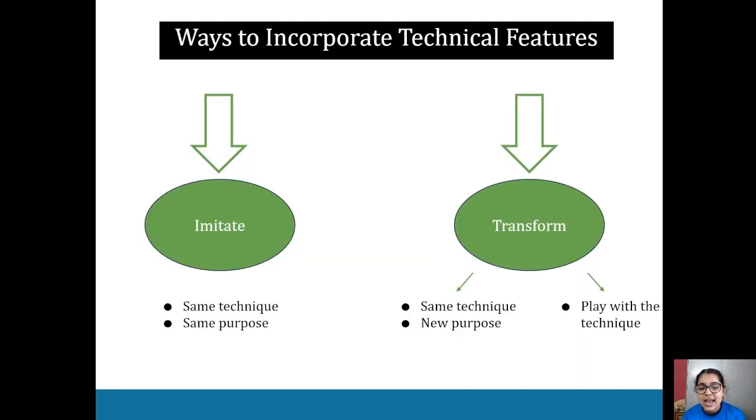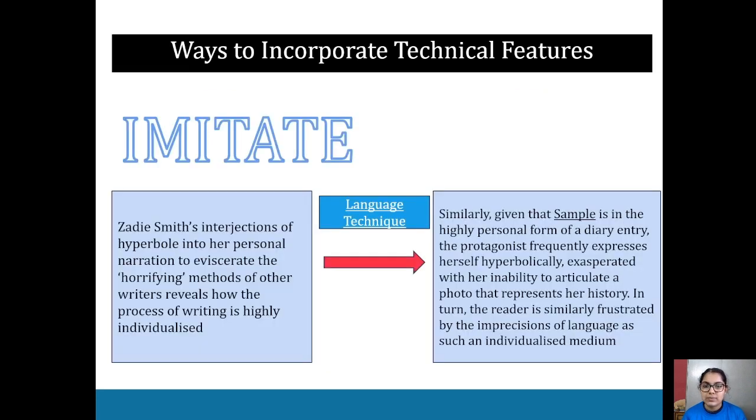Ways to incorporate technical features. You can imitate, but you can also transform. So you can imitate the same technique and the same purpose as your prescribed text composer, but you can also transform it. You can transform it by using the same technique, but having a new purpose, and that's what you'll more than likely be doing, because your text is different with a different person, with a different purpose, but you can also play with the technique as well.